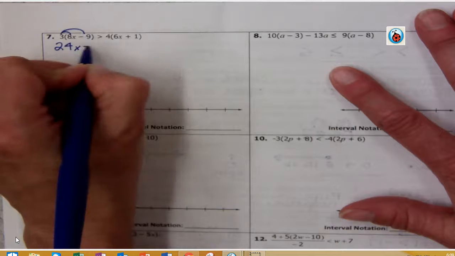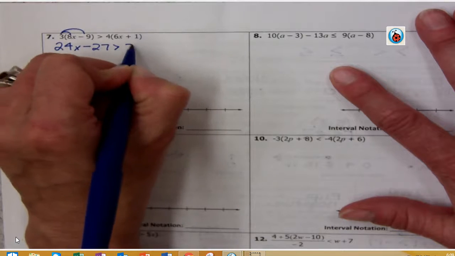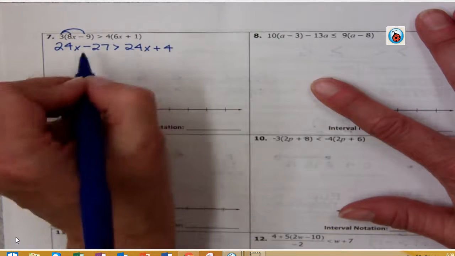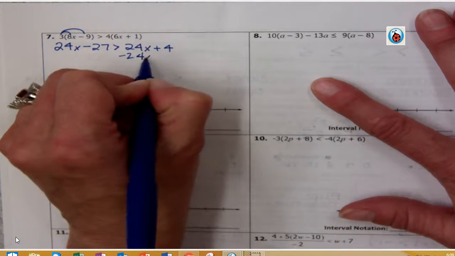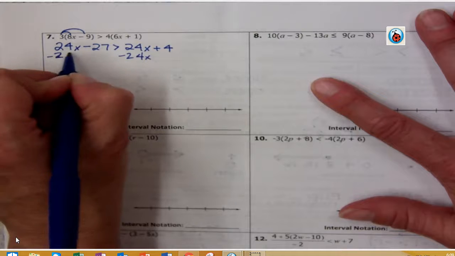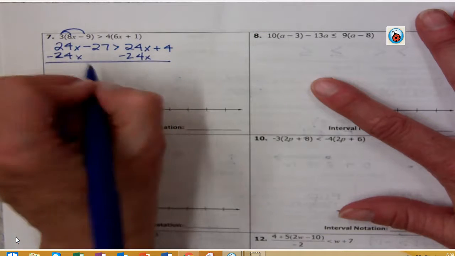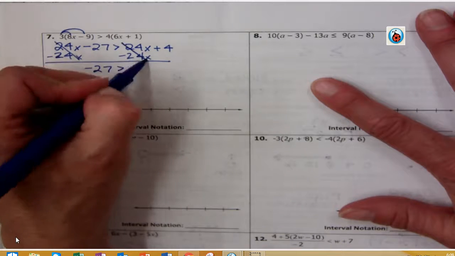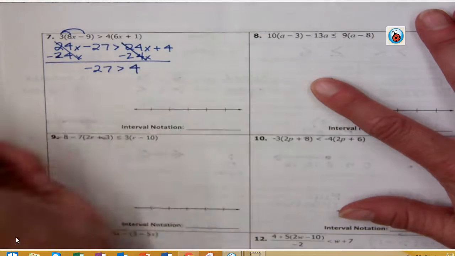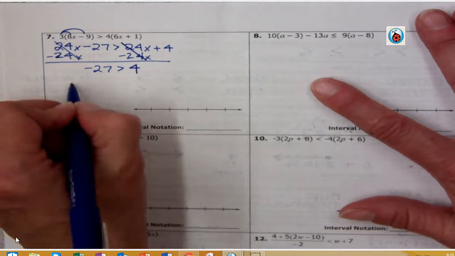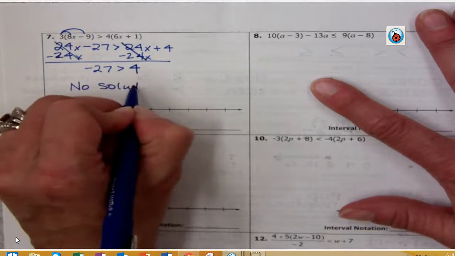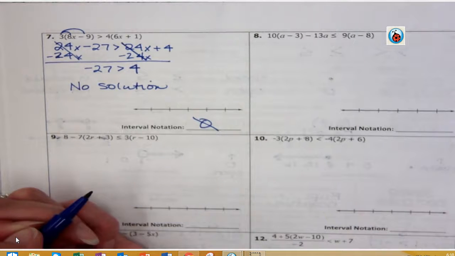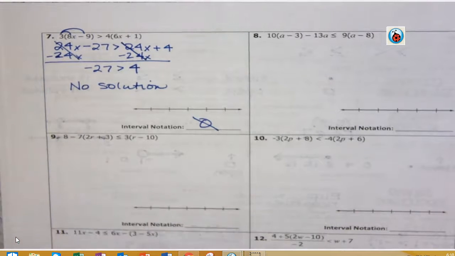24x minus 27 greater than 24x plus 4. Now I'm going to subtract 24x from both sides. And I'm left with negative 27 is greater than, these cancel each other out, these cancel each other out, greater than 4. This is no solution. So there is no solution. Moving on.